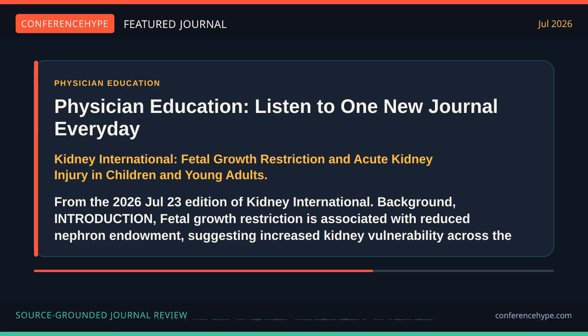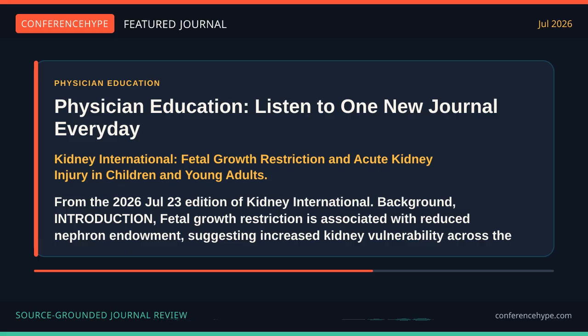Background, introduction. Fetal growth restriction is associated with reduced nephron endowment, suggesting increased kidney vulnerability across the life course. Methods: in this nationwide population-based cohort study, we included all individuals born alive in Denmark from August 1995 to February 2022. Results: the cohort comprised 585,624 individuals without birth defects and 21,900 with birth defects.